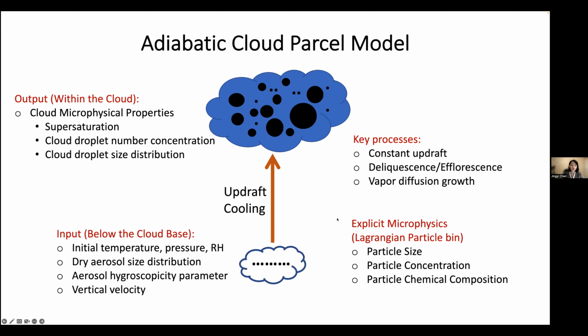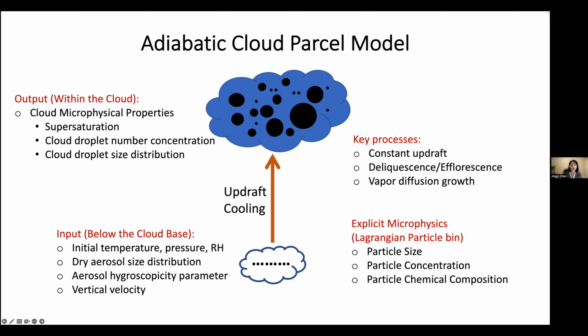The input of the model is the initial temperature, pressure, and relative humidity. And we prescribe the dry aerosol size distribution and the aerosol hygroscopicity parameter. This one describes how much the aerosol will absorb the water. We also prescribe the vertical velocity. As a theoretical work, the vertical velocity is prescribed and is constant during this updraft cooling. The key processes this model will simulate are the constant updraft, the deliquescence and the efflorescence of the aerosols, and also the vapor diffusional growth on the cloud droplet.